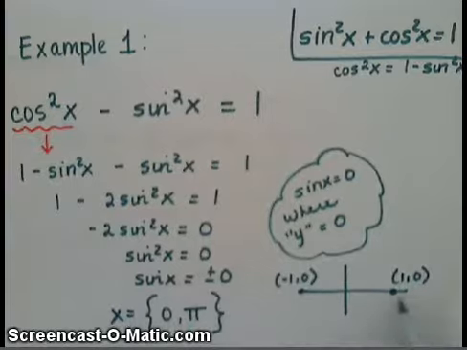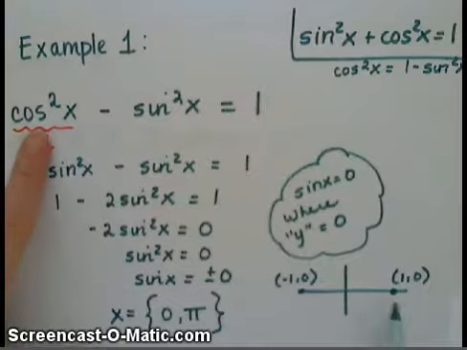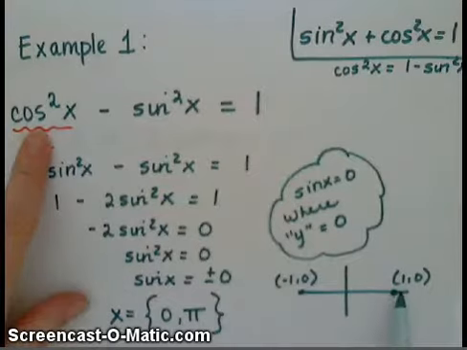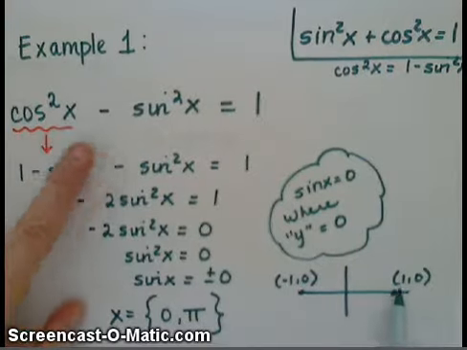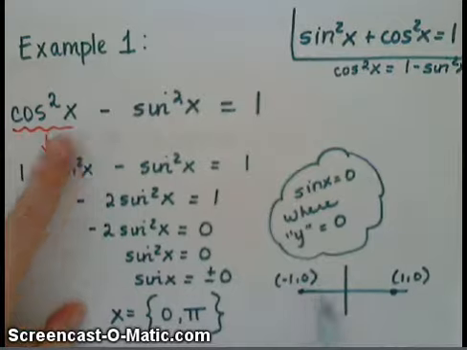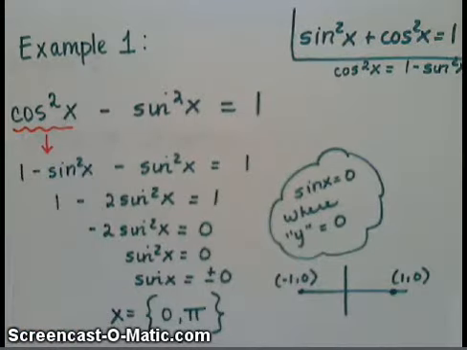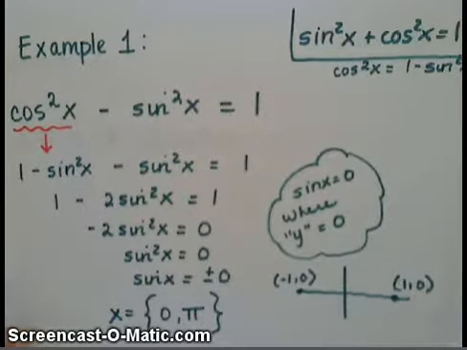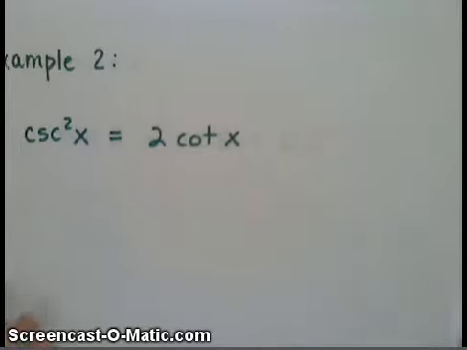Remember, we do not count 2 pi. That is not included in our set. Now, if you want to check, this would be 1 squared minus 0 squared equals 1, and this would be negative 1 squared minus 0 equals 1, so the problem does check. This is substitution of functions where you have to replace so that you can write the equation in one function.